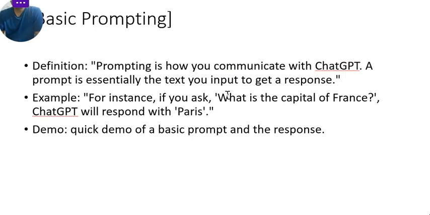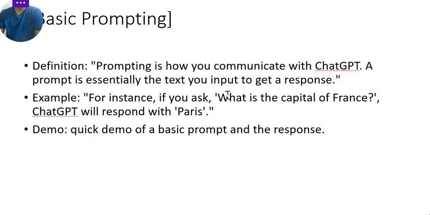Now, how do you interact with ChatGPT? For that, you have to do something called basic prompting. Prompting is how you communicate with ChatGPT. Let's look at an example. For example, you simply ask, what is the capital of France? ChatGPT will respond and say Paris.